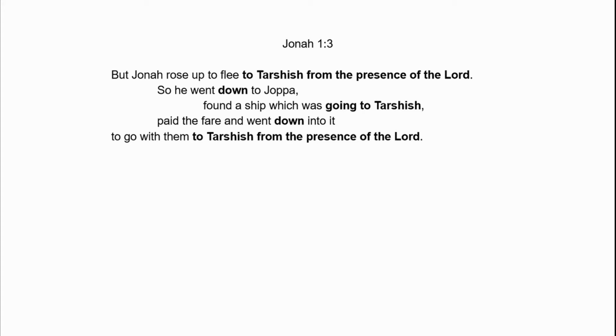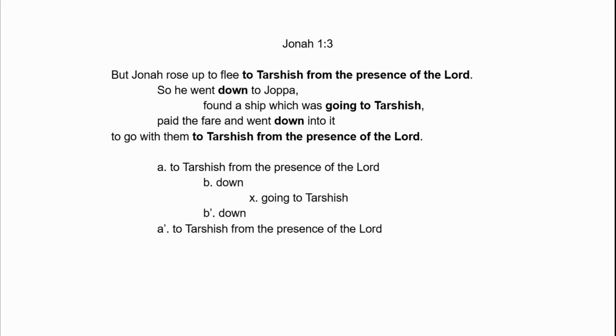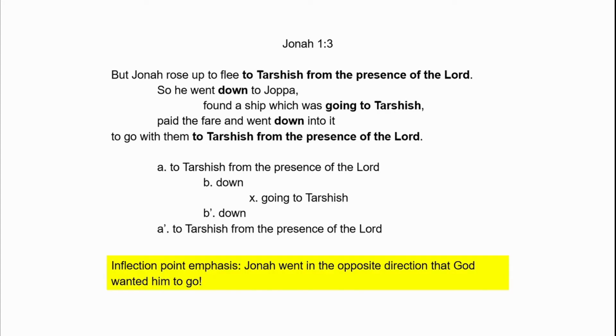Note that there is a pattern of repetitive words, and if you break up the passage into its component parts, the X structure of the chiasm emerges. Here I isolated just the words that formed a pattern, and you can see the chiasm more easily. The inflection point of the chiasm places an emphasis on Jonah's desire to avoid Nineveh and disobey God.